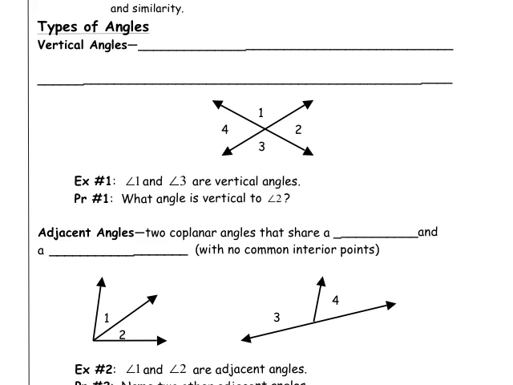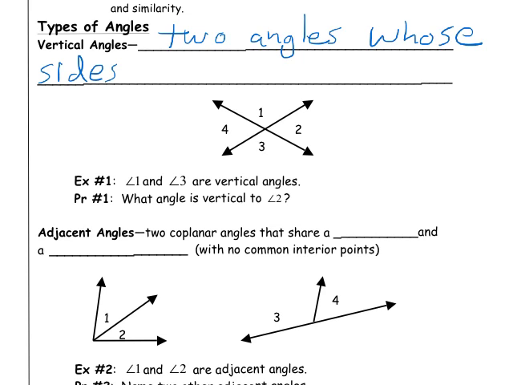Okay, first set is what we call vertical angles. So vertical angles, these are two angles whose sides are opposite rays. And that's the official definition, but really what a vertical angle is, when I have two lines that intersect, any two lines that intersect, the angles that are created on opposite sides, we call those vertical angles.